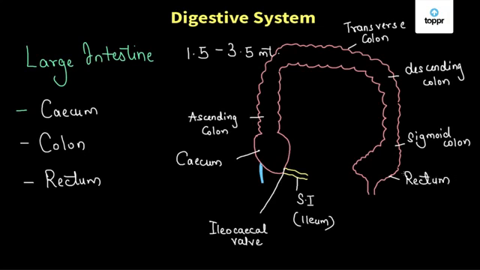So these are the parts of large intestine. So the cecum, colon and rectum, they majorly help in the absorption of water from the food. And this is what we have learned about the large intestine.